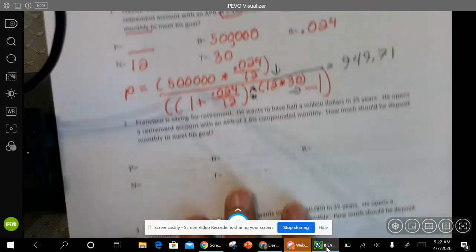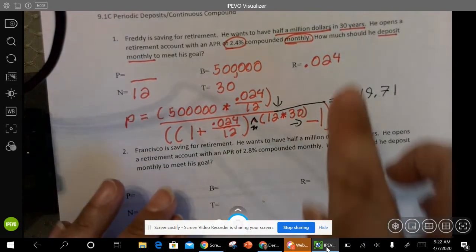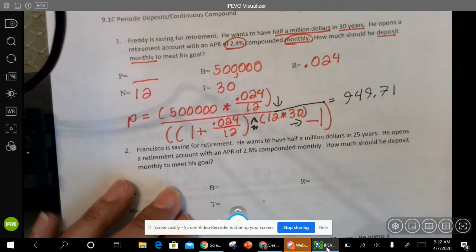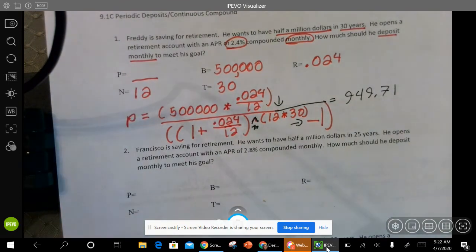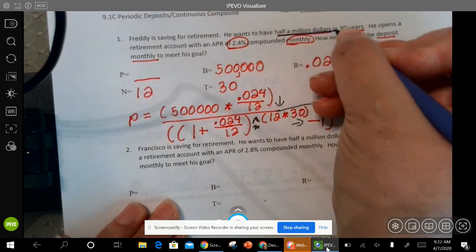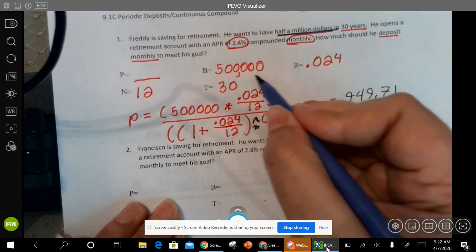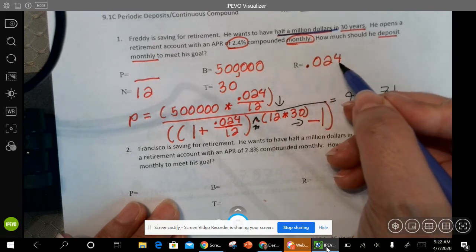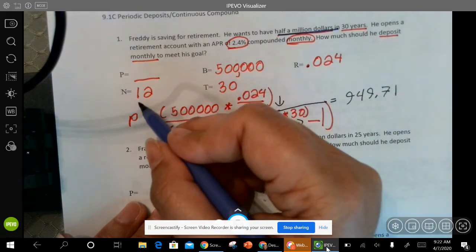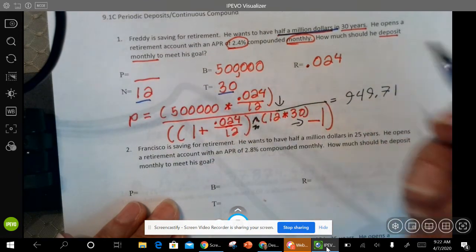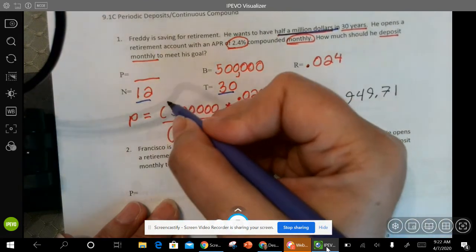Okay, so on the next worksheet, everybody, we're doing periodic. It says how much should Freddie deposit? So we're solving for deposit. Okay, so you're going to go ahead and put in. So he wants to have $500,000. The rate is going to be 0.024, compounded monthly, and N is 12. Time is 30 years.